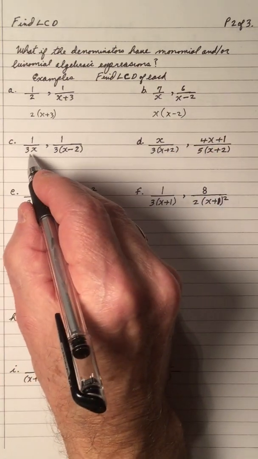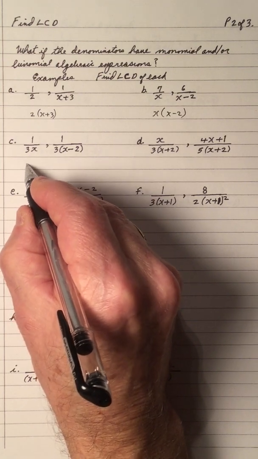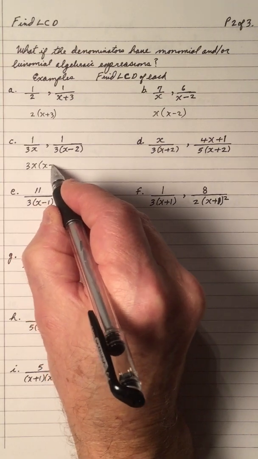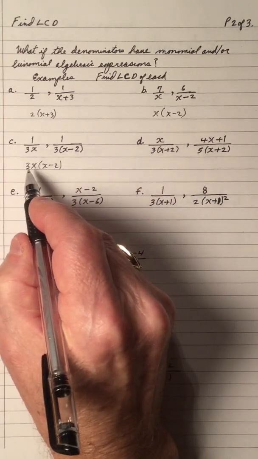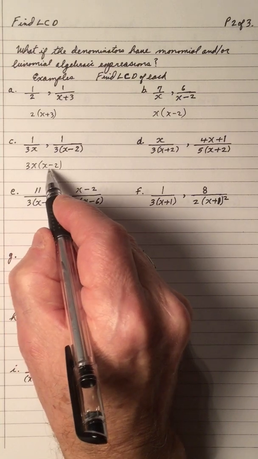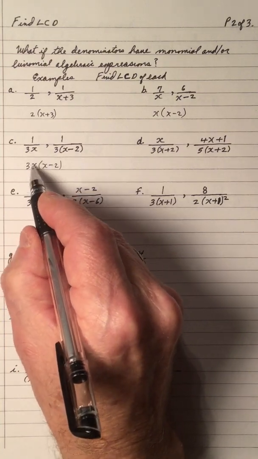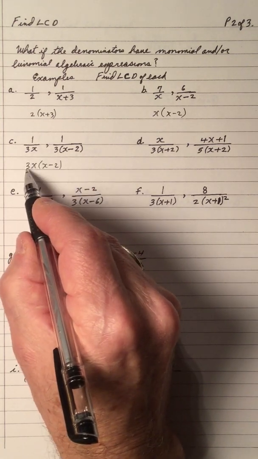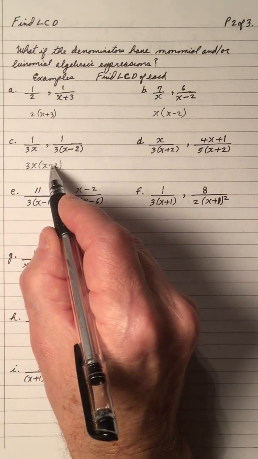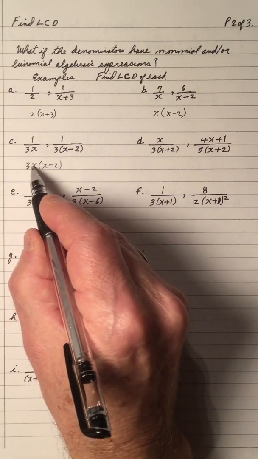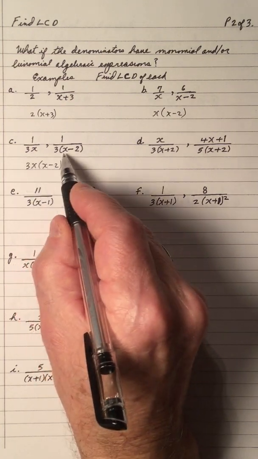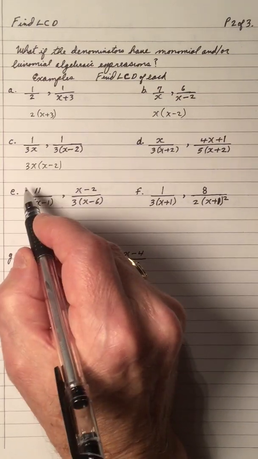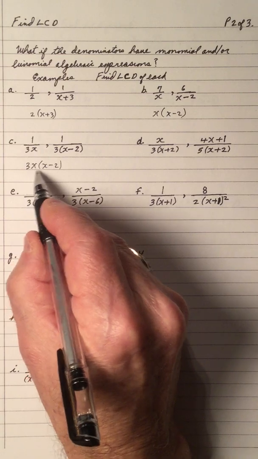C, I have a 3x, so I have to have the 3 and the x, and I have to have an x minus 2. So the LCD is 3x times x minus 2. 3 is a factor, x is a factor, x minus 2 is a factor. Let's check. Is 3x in this denominator, in this expression? Yes, right there. Is 3 in here? Yes. Is x minus 2 here? Yes. So the LCD is 3x times x minus 2. Each denominator is represented in here.